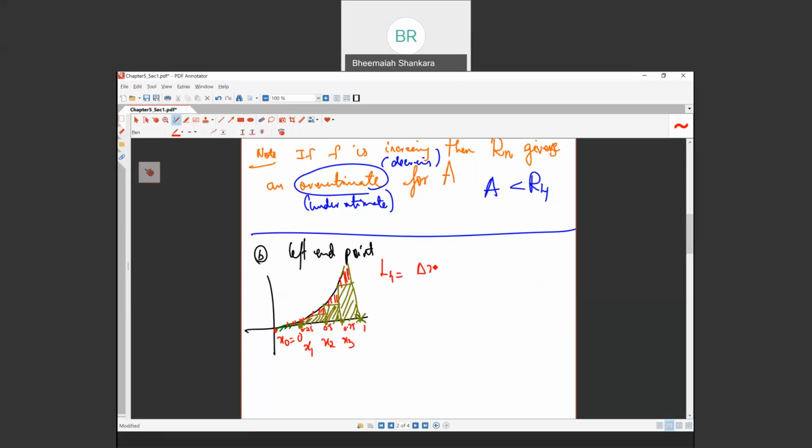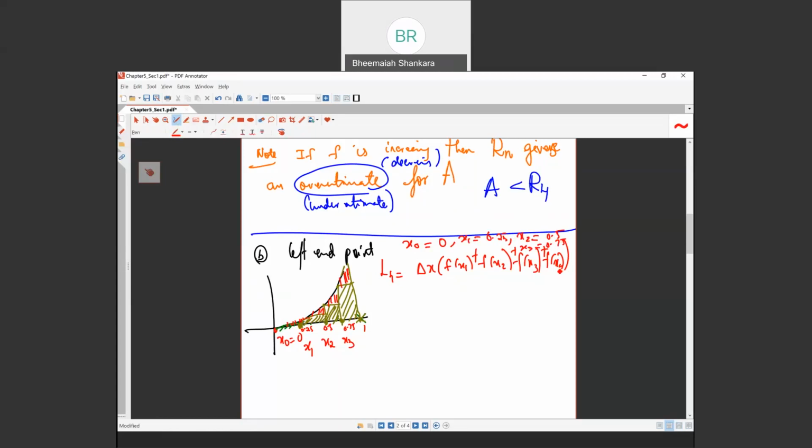equals delta x times f(x1), f(x2), f(x3), f(x4). Add them, and we know x0 is 0, x1 is 0.25, x2 is 0.5 and x3 is 0.75. So plug all these values here.